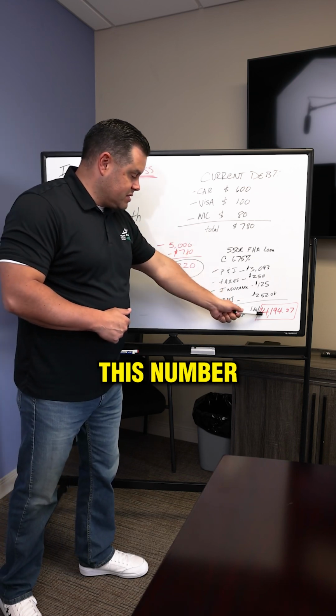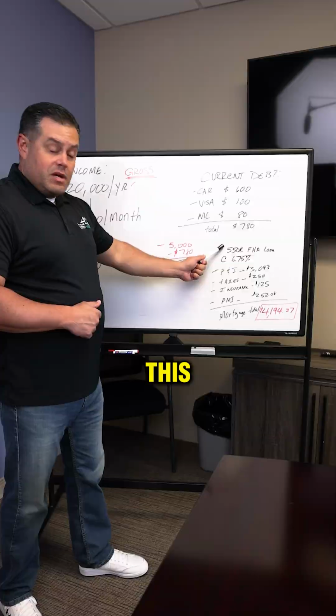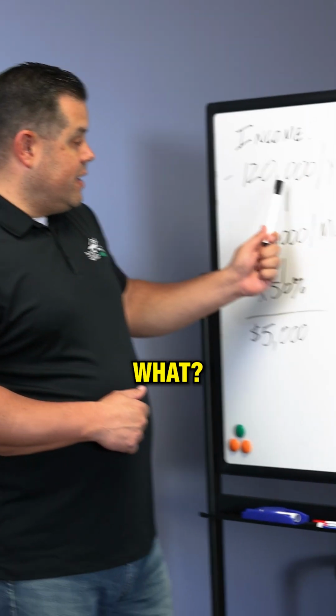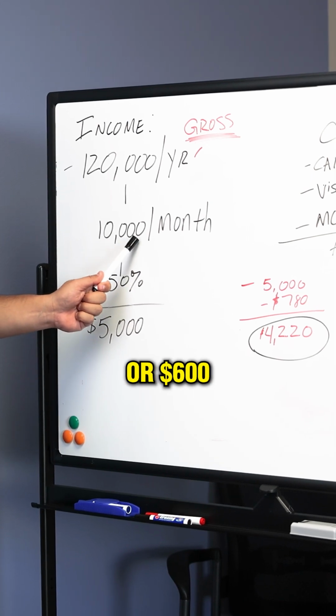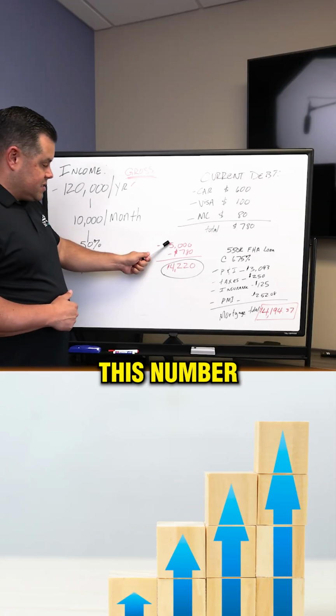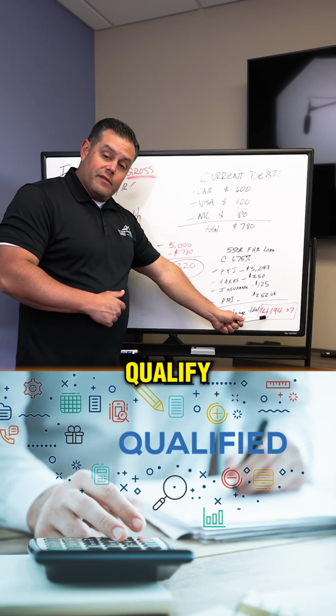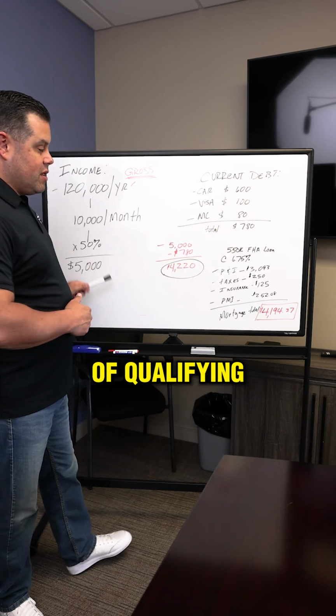If I come up with this number and this number is too high, well, guess what? I have to lower this, or I have to lower the interest rate, or I say, oh, you know what? I qualified you at $10,000 a month, but you have some overtime or some bonuses. I can throw another $500 or $600 in there. Boom, that number goes up. This number goes up. Then we're able to qualify for more. But that's a little idea of how we qualify and reverse engineer.